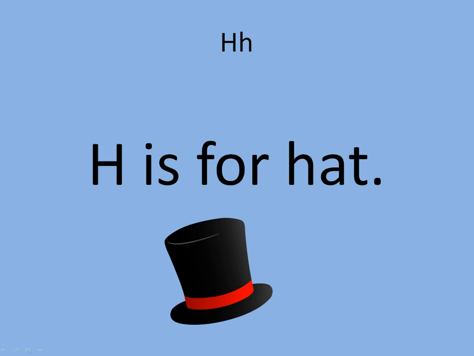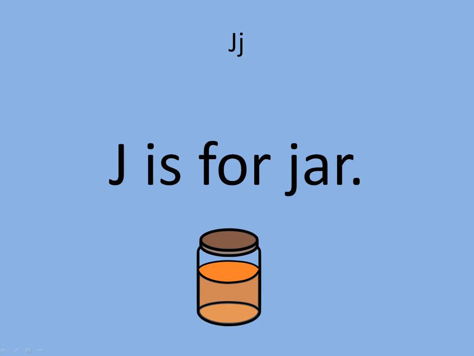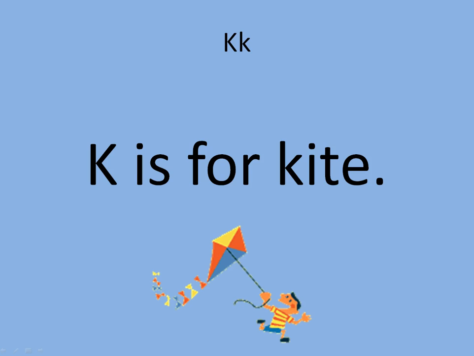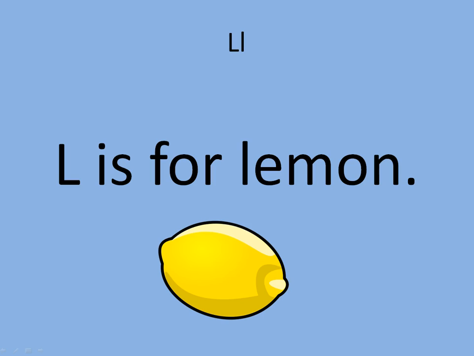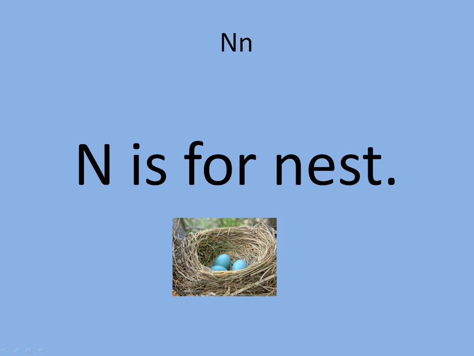H is for hat. I is for igloo. J is for jar. K is for kite. L is for lemon. M is for moon. N is for nest.